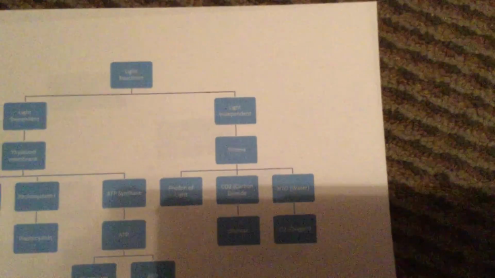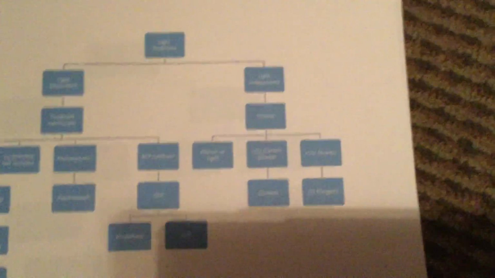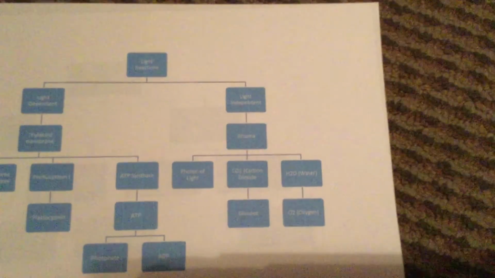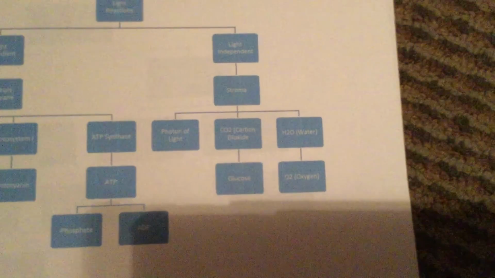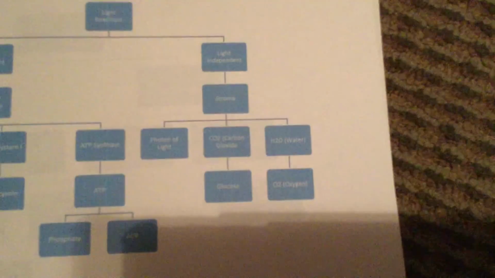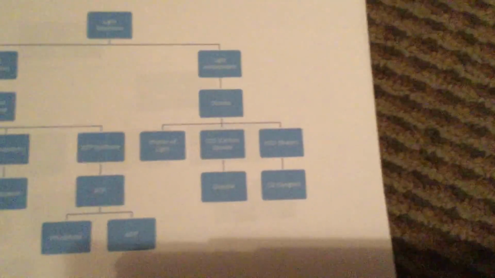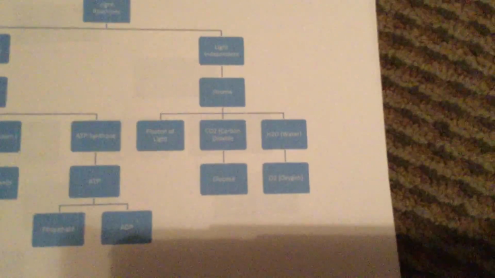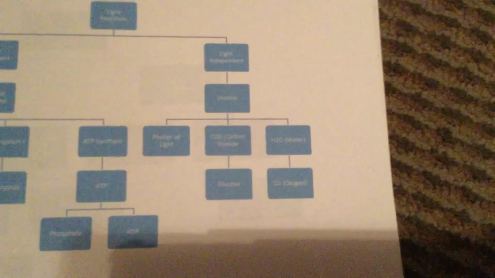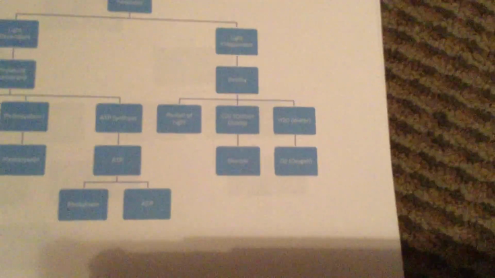Now I went back up to light independent, which I have stroma, which is where most light independent reactions occur, and then down to photon of light, CO2, which is carbon dioxide, H2O for water. And I wasn't able to connect these, but glucose and oxygen are both made from carbon dioxide, photon of light, and water all made together.